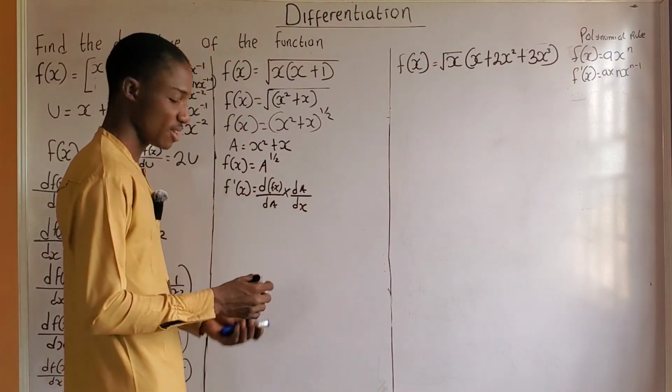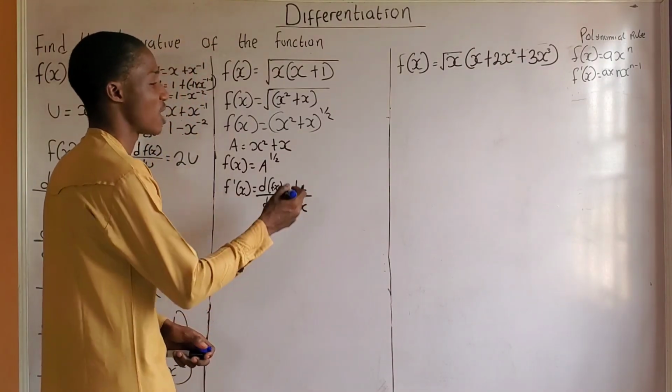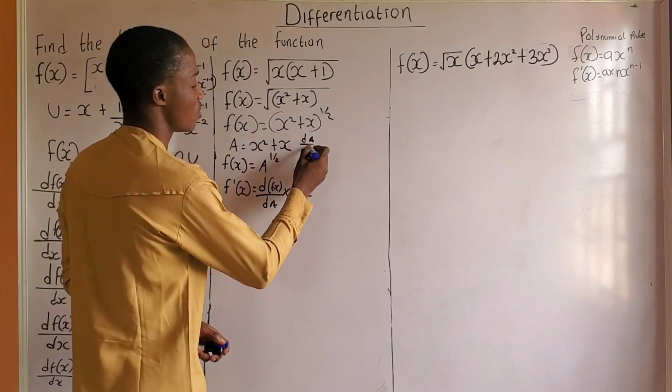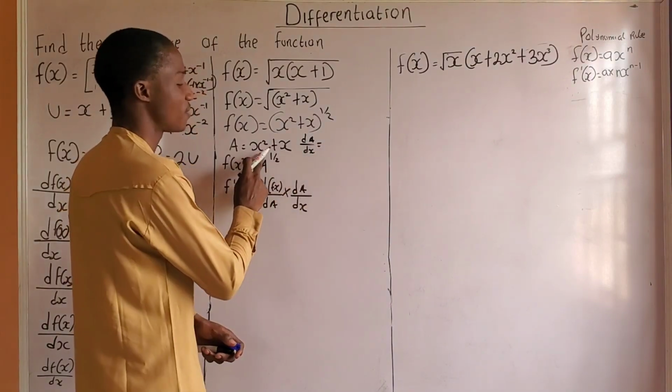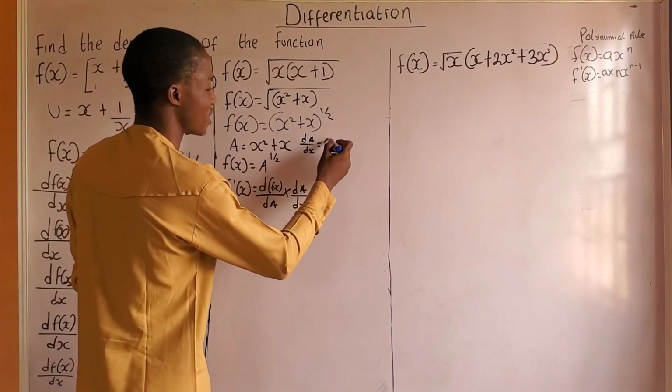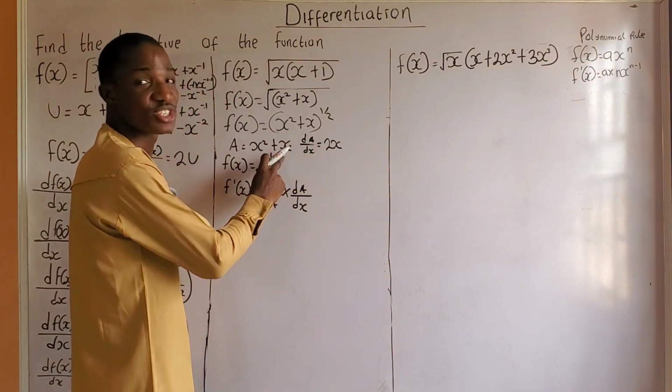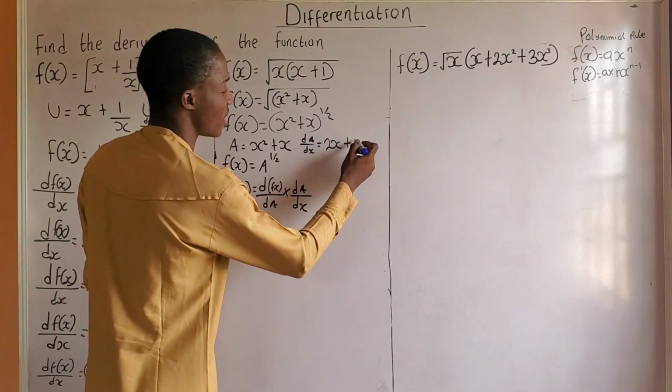Do you understand? Okay, from this point, I'm going to have da over dx equals to differentiate x squared. You're going to have 2x, okay? 2x. Differentiate x, you're going to have 1. So I'm going to have 2x plus 1.